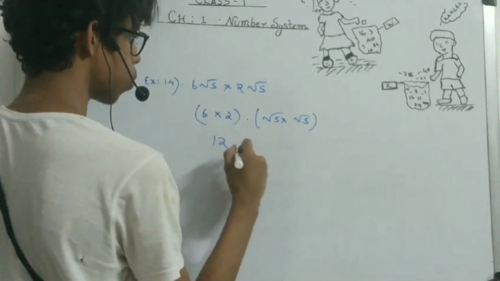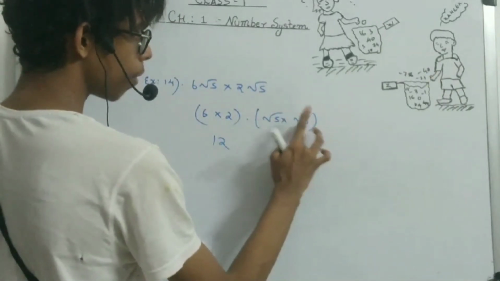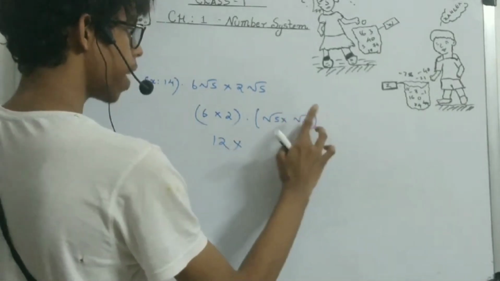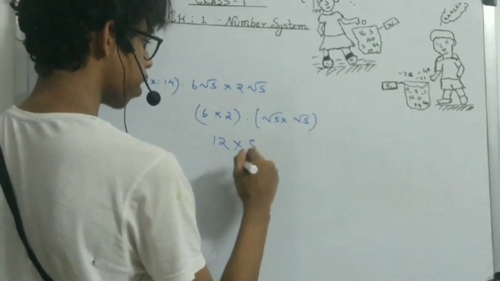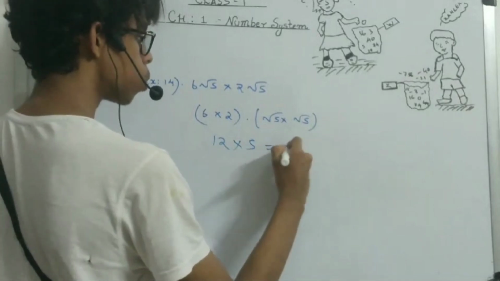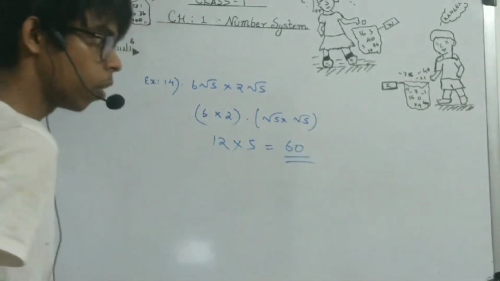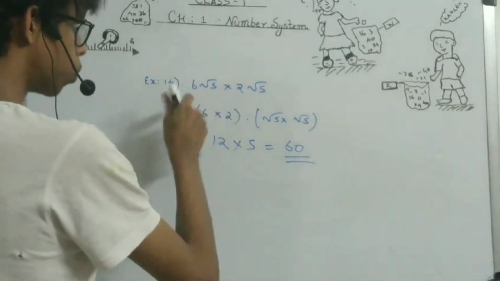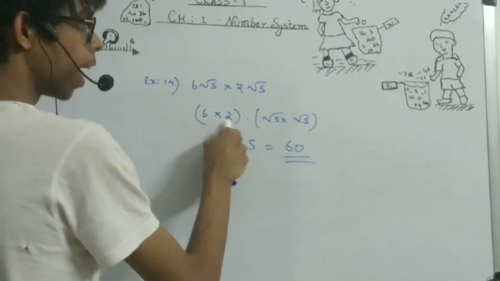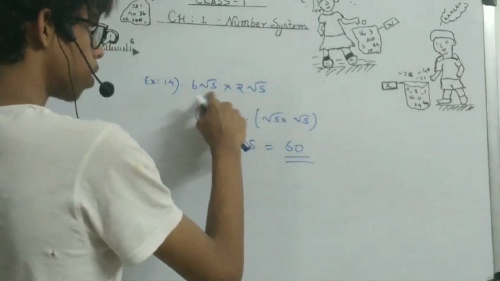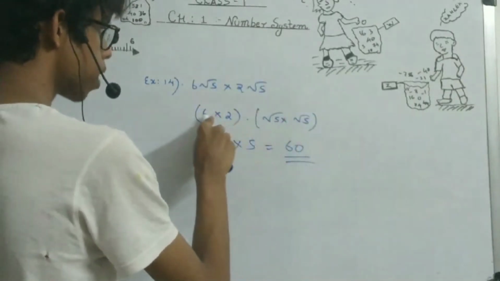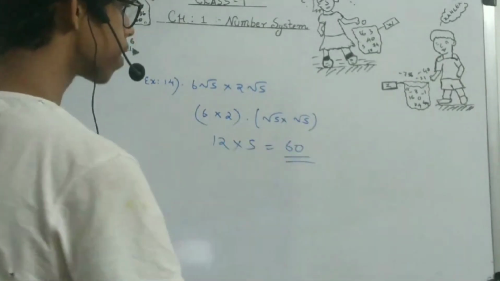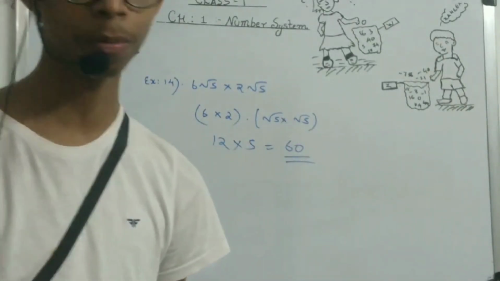So we know 6 into 2 is 12. And I have told you, root 5 into root 5: whenever two similar things are multiplied, just write whatever is given inside the root itself. So we got 12 into 5. So your answer will be 60. Okay, I hope I am clear. So once again, first of all we took the things which are present outside the root together. We multiplied it with whatever is in the roots. So 6 into 2 we got as 12. Root 5 into root 5 we got as 5. So 12 into 5 is 60. This is your answer.